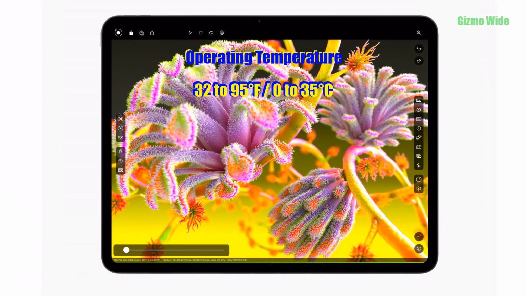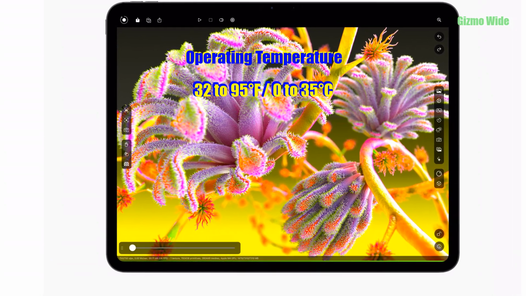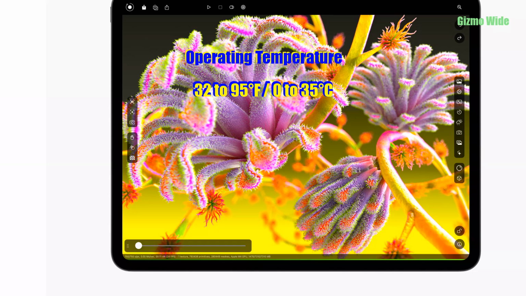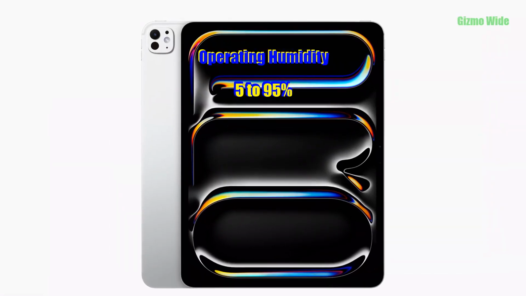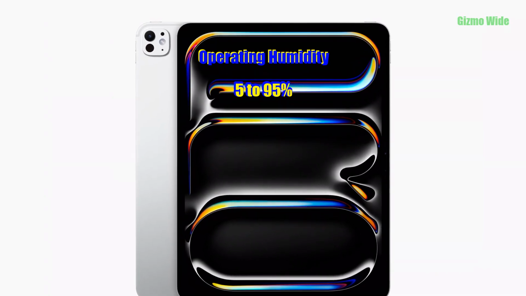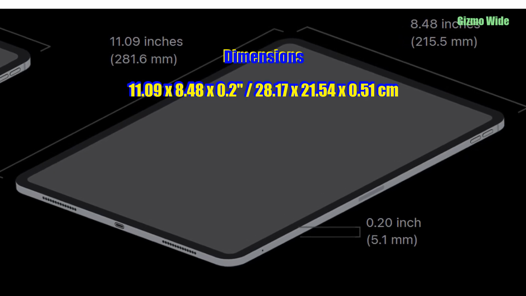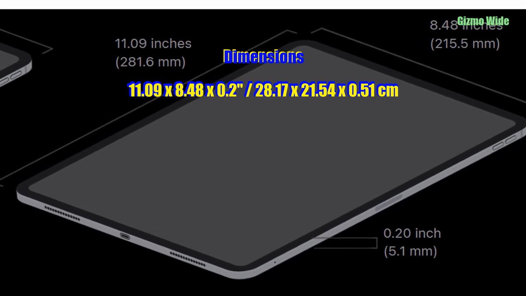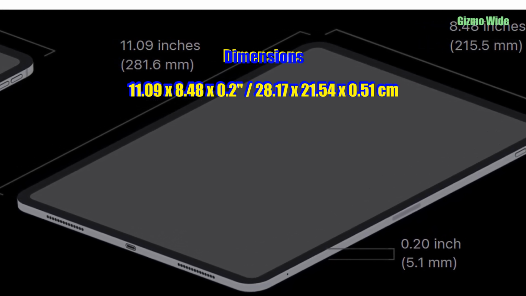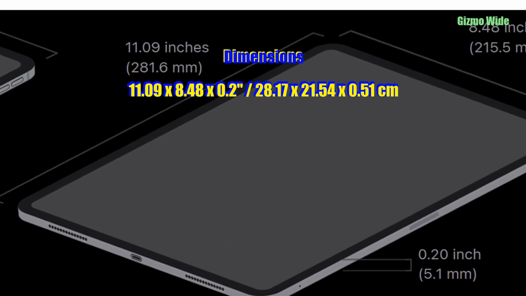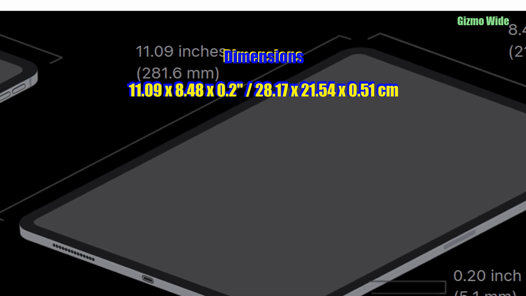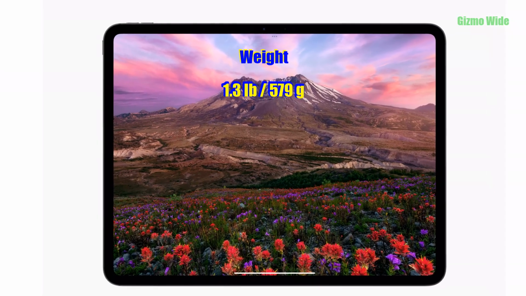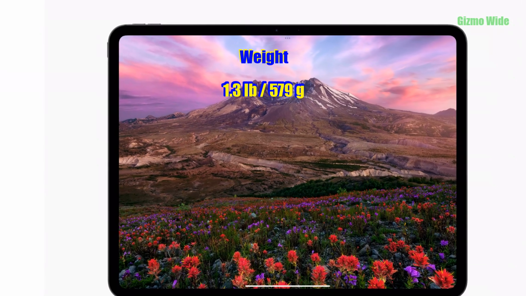Its operating temperature is 32 to 95 degrees Fahrenheit, 0 to 35 degrees Celsius. Its operating humidity is 5 to 95%. The iPad Pro's dimensions is 11.09 by 8.48 by 0.2 inches or 28.17 by 21.54 by 0.51 centimeters. Its weight is 1.3 pounds or 579 g.